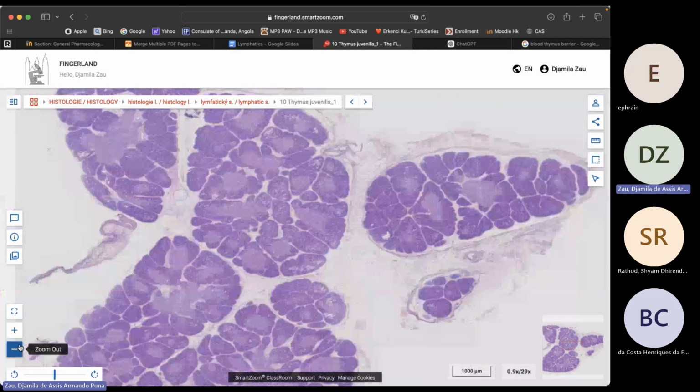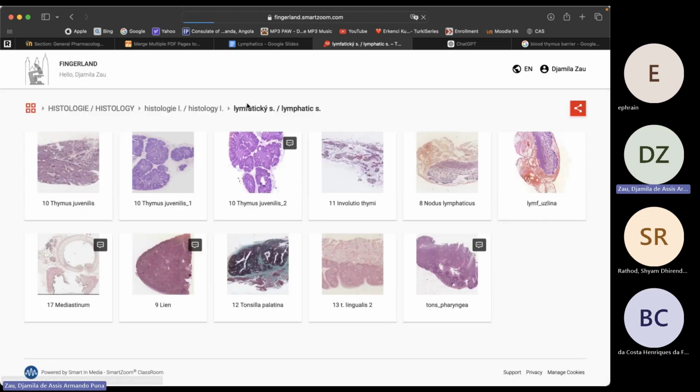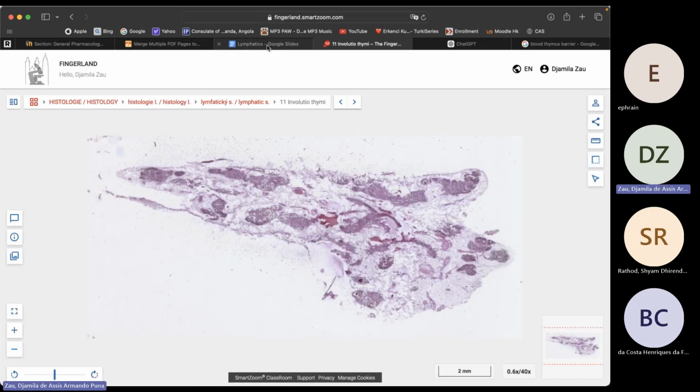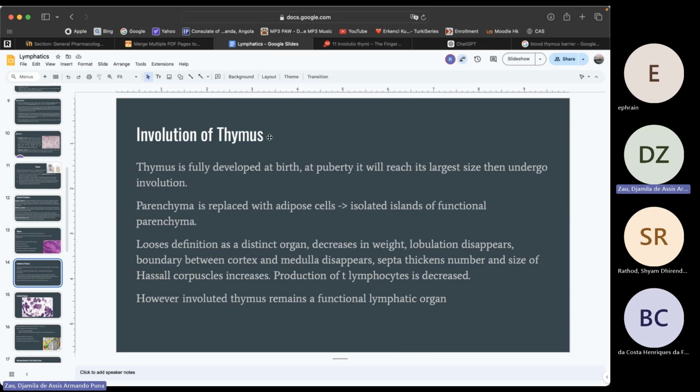So again, you're going to have two different types of thymus. The thymus that I just spoke to you about is known as the juvenile thymus, basically the thymus that's found in kids. When you undergo puberty, something happens to your thymus, and this is termed involution of the thymus. The thymus is fully developed at birth, but at puberty it's going to reach its largest size, and then it's going to undergo what we call involution.